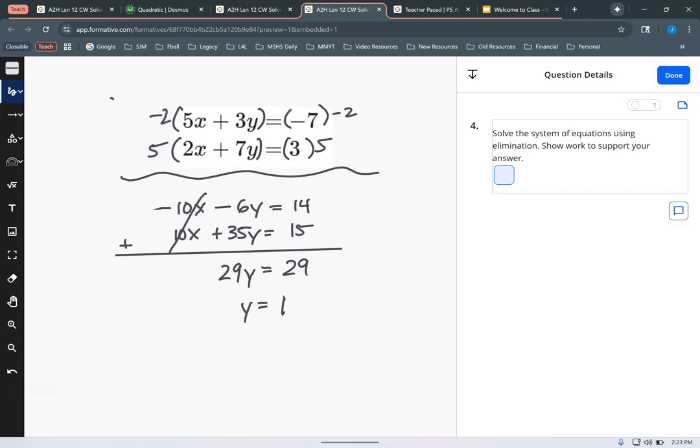Oh, yeah, that's the other place you're going to make your mistake. Don't forget which variable you're solving for. Put it in the right place when you're writing your ordered pair. This is y.